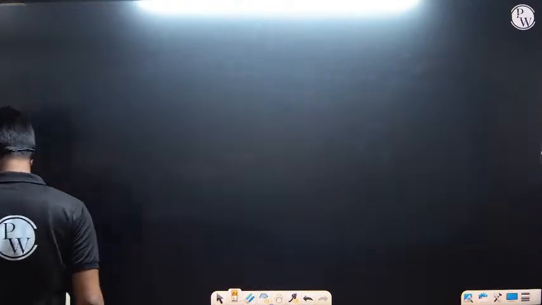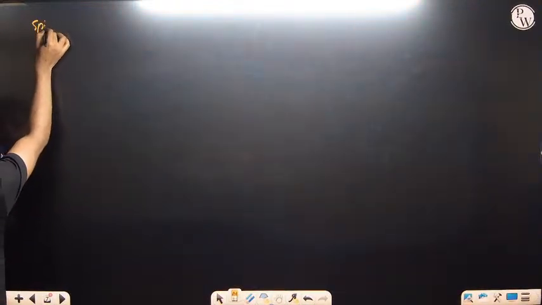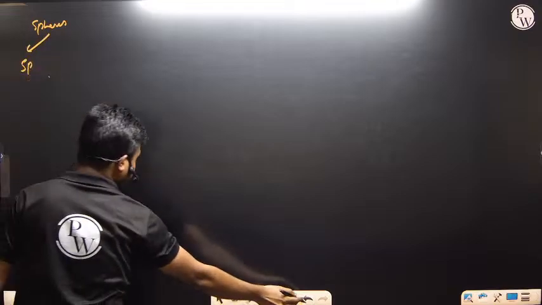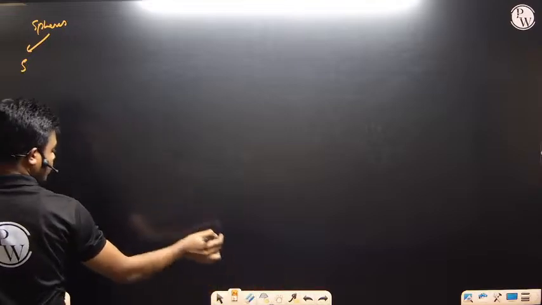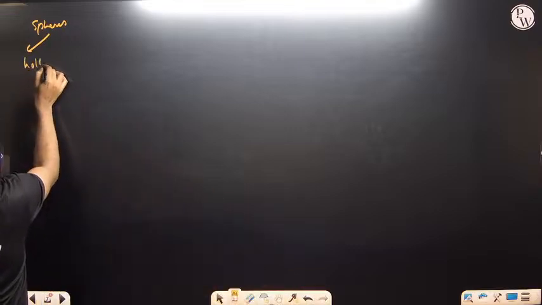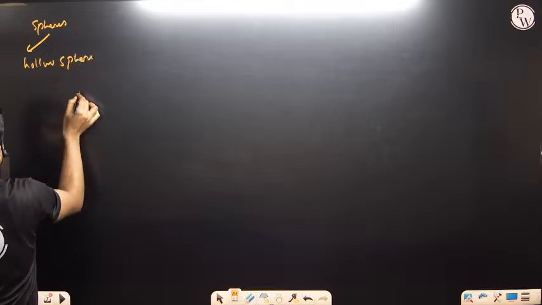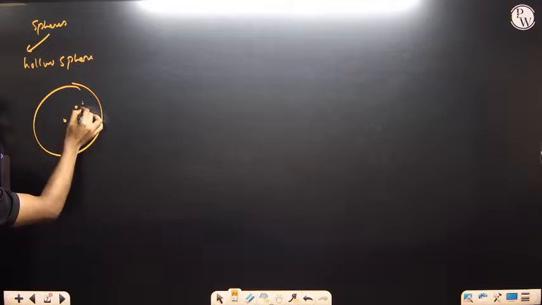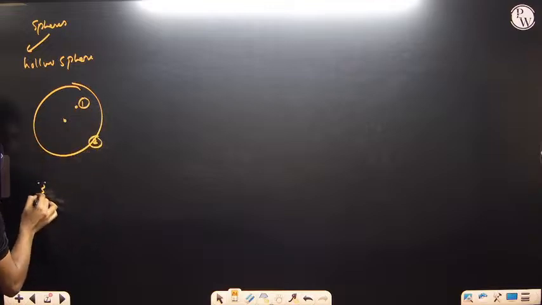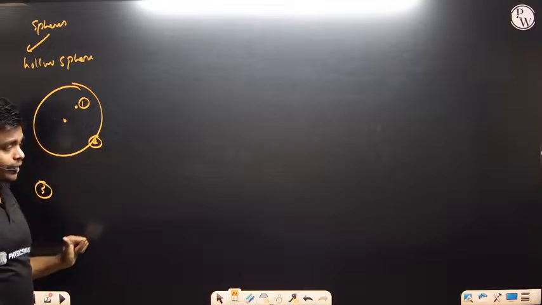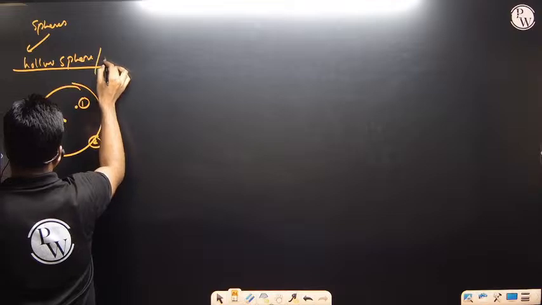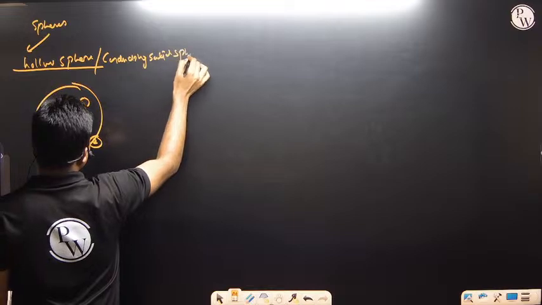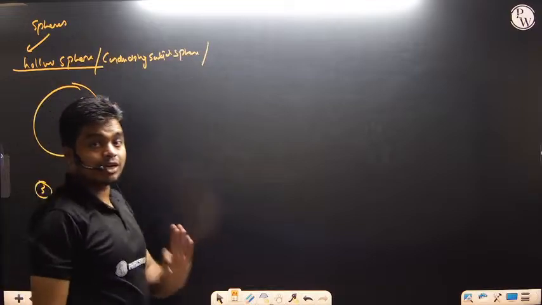Next we have spheres. In spheres we have two types that we are going to discuss. First one is the hollow sphere. Let's discuss the hollow sphere, then we'll go for the solid sphere. If this is the hollow sphere, we want to calculate the electric field at three points: the first point inside, the second point on the surface, and the third point outside. This hollow sphere we also call a conducting solid sphere, which means the charge will be on the surface. A spherical shell is also mentioned in the same way.